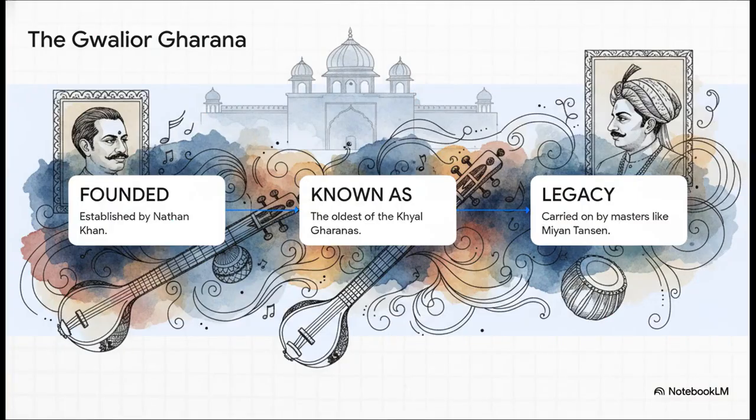And for a perfect example, just look at the Gwalior Gharana. It's one of the oldest and most influential. It was founded by Nathan Khan, and its legacy was totally cemented by masters like Mian Tansen, who is this legendary musician in Emperor Akbar's court. This system is exactly how these unique artistic styles are kept alive, but also how they evolve over generations.